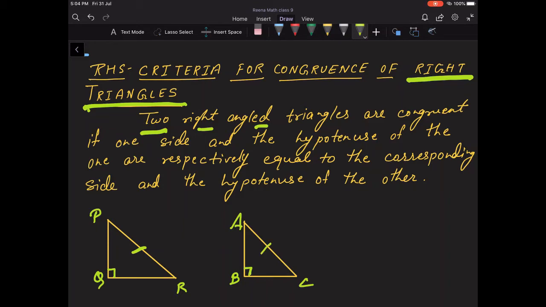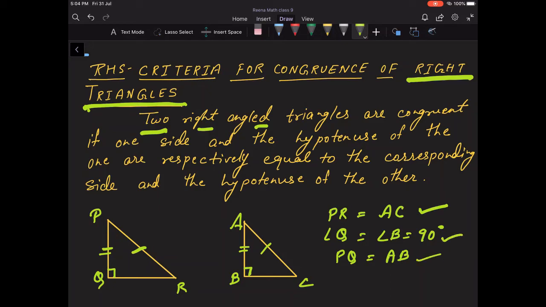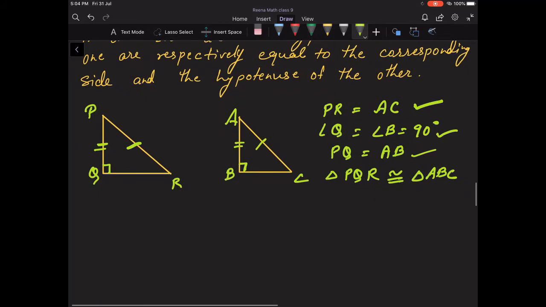So if it happens that in any two triangles hypotenuse is equal, means PR is equal to AC, one angle is 90 degree and any one side, let us suppose PQ is equal to AB. So if hypotenuse is equal, one angle is 90 degree and any one side is equal, then we say triangle PQR is congruent to triangle ABC by RHS congruency criteria. Now we can apply CPCT.